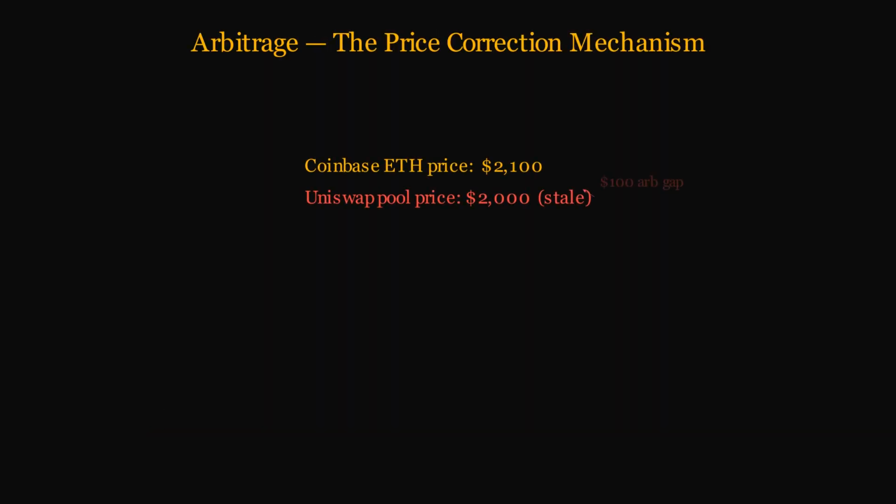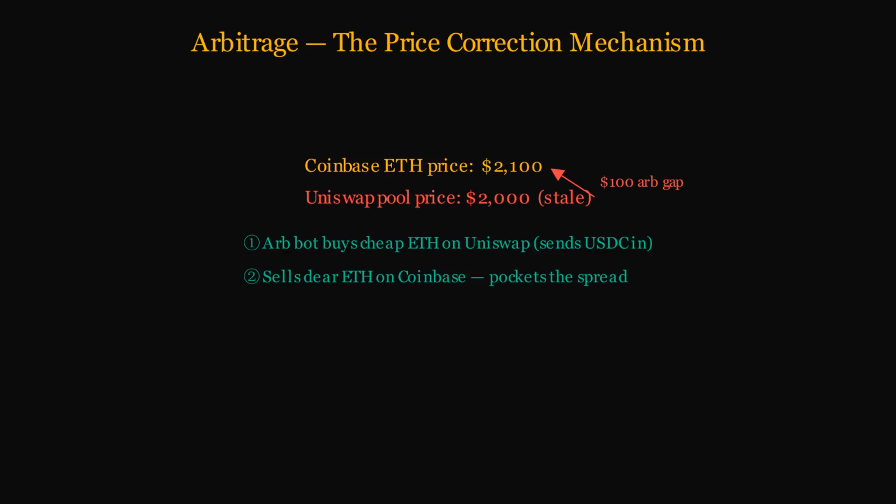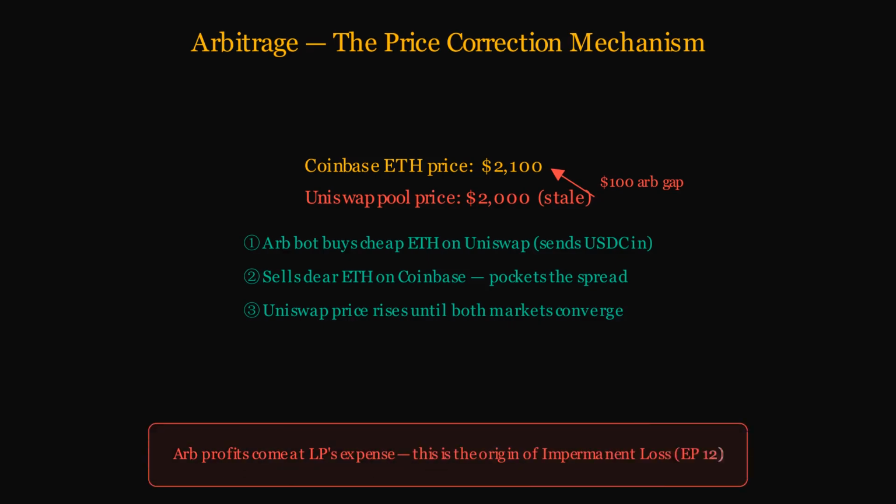When ETH trades at 2,100 USDC on Coinbase but Uniswap still shows 2,000, a $100 arbitrage gap opens. An arbitrage bot buys cheap ETH on Uniswap by sending USDC in, then immediately sells that ETH on Coinbase at the higher price, pocketing the spread. This continues until Uniswap and Coinbase prices converge. Arbitrage is the price correction mechanism that keeps AMMs aligned with global markets. Crucially, the arbitrageurs' profits come directly at the liquidity provider's expense. This profit transfer is the mathematical origin of impermanent loss, the topic of episode 12.